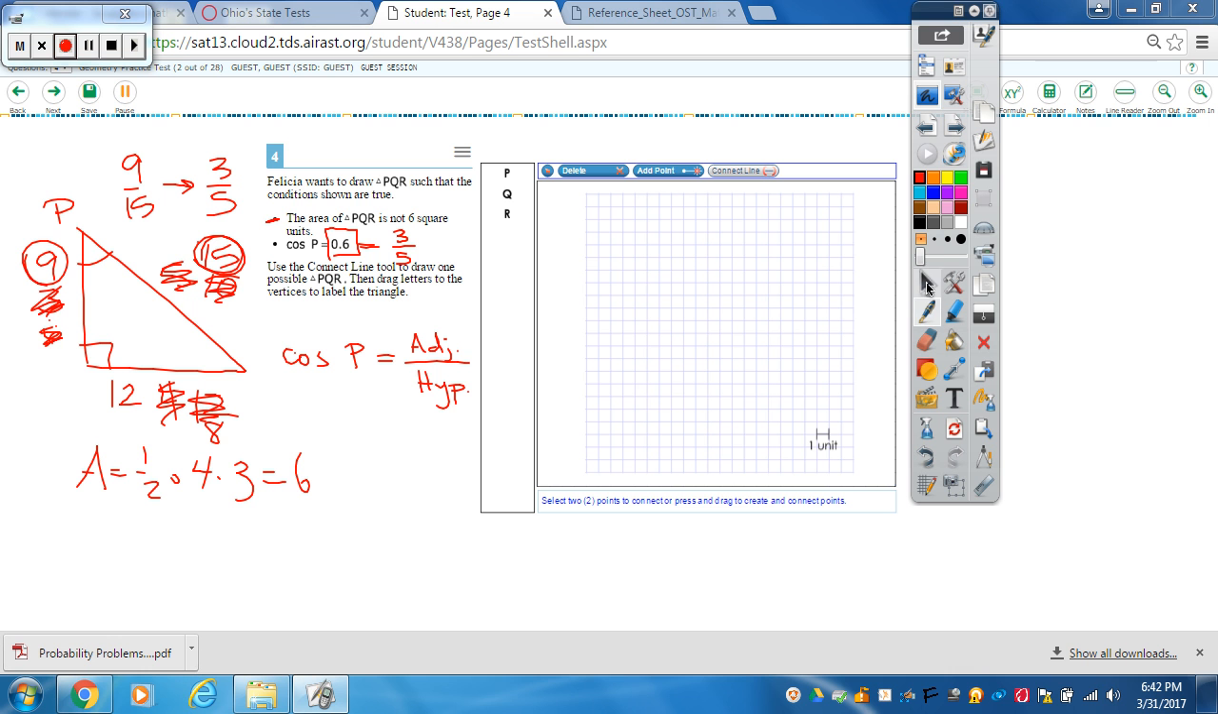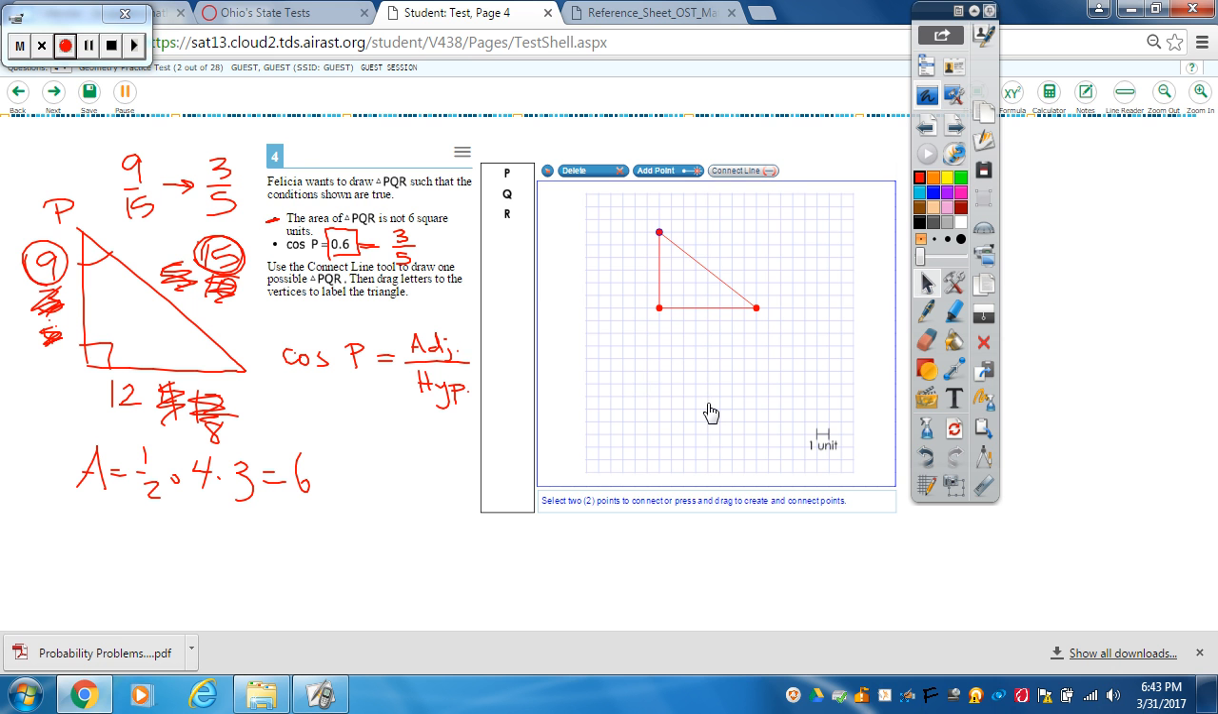Now when I apply that over here, I would do something like this. I'd make a point, and then from there I would go down 6 units. 1, 2, 3, 4, 5, 6. Make a point. Make another one. 1, 2, 3, 4, 5, 6, 7, 8. Remember, we doubled all the lengths here. And then just connect the dots for the last one. Okay? So this would be a 6, 8, 10 triangle.